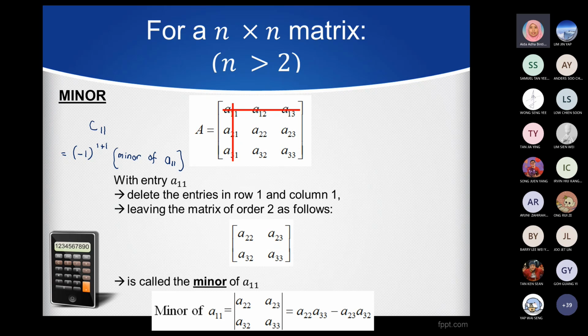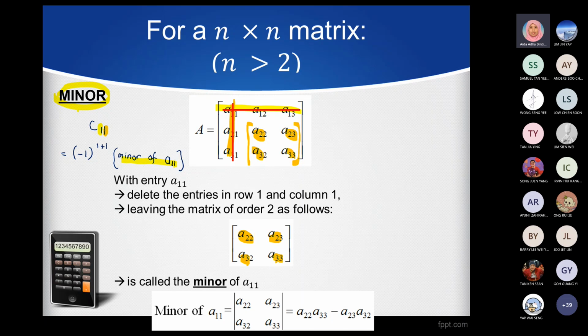So how to find this minor for A11? Here we want the minor of A11. A11 refers to row 1, so you have to delete row 1. The second index refers to the column, column 1, so you have to delete column 1 here. You can see this is your minor: A22, A23, A32, A33.